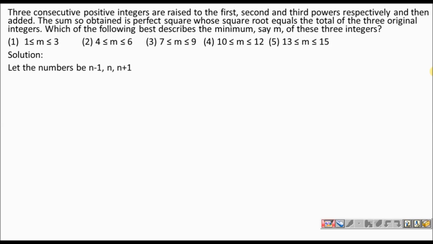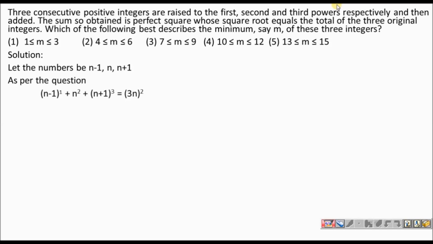So I'm assuming let the numbers be n minus 1, n and n plus 1. My first number is n minus 1, second number is n, third number is n plus 1. Actually it doesn't matter what the numbers are. It can be n, n plus 1 and n plus 2. It really doesn't matter, but just for our convenience we have taken n minus 1, n and n plus 1. You will see the benefit in a short while. Why am I taking the first number to be n minus 1 and not n? Even if you take n to be the first number, then your next two numbers will be n plus 1 and n plus 2, and it will not make a difference to your answer.